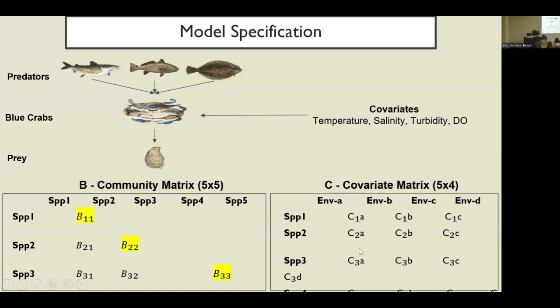how different species interact, or the interaction between covariates and each species. So each letter could represent the strength or direction of these interactions.